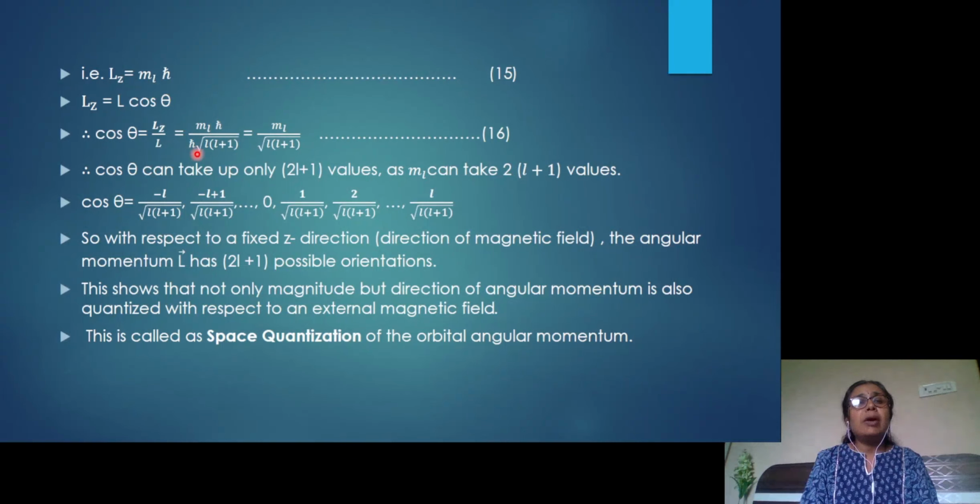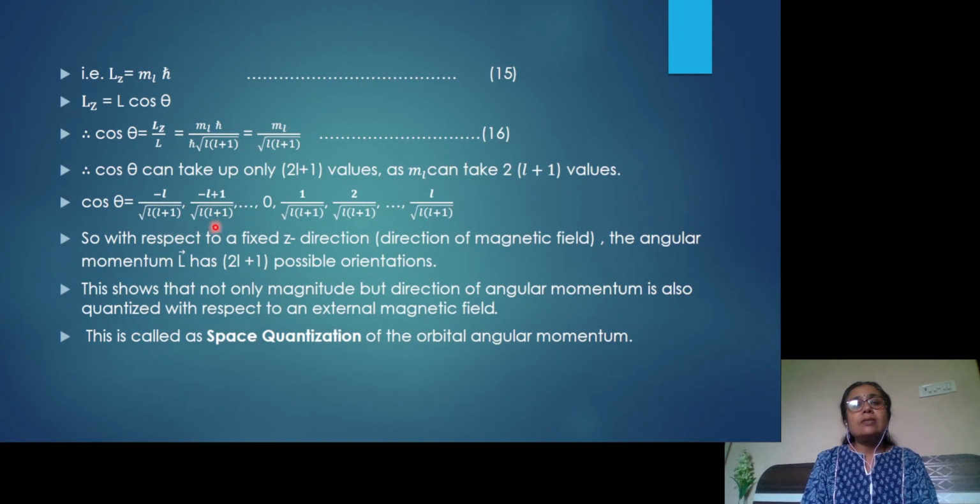What is L? The magnitude of the L vector is ħ under root l into (l plus 1), where small l is the orbital quantum number. Cancelling ħ from numerator and denominator, we get ml upon under root of l into (l plus 1), that is cos theta. So cos theta can take up 2l plus 1 values, because you can see ml can take 2l plus 1 values. That means theta can take 2l plus 1 values.